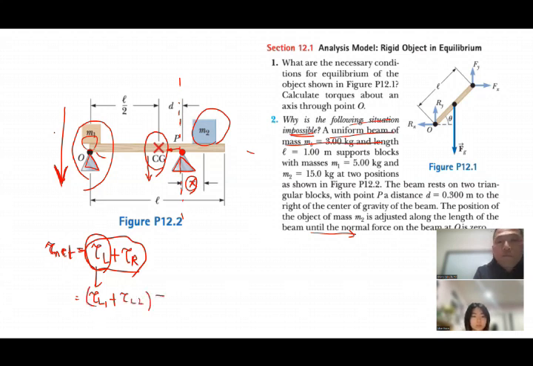And now, these two forces on the left-hand side are downwards, but their radial vector is in this direction. So that is opposite to this torque. The force out of M2 is downward, but its radial vector is in this direction.